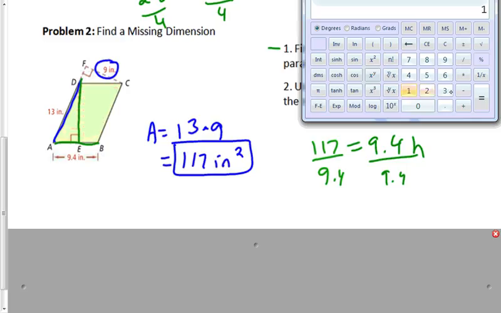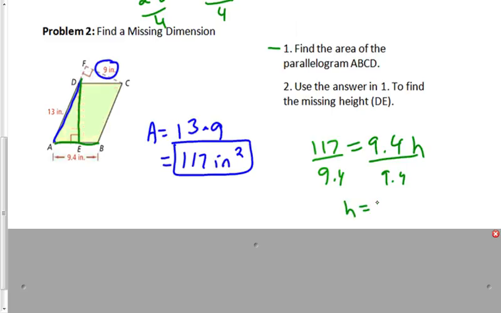117 divided by 9.4. We're going to round it. We're going to say that 12.4. So h is equal to 12.4. And now again, that's not inches squared. That's just inches because we're just finding a length here.